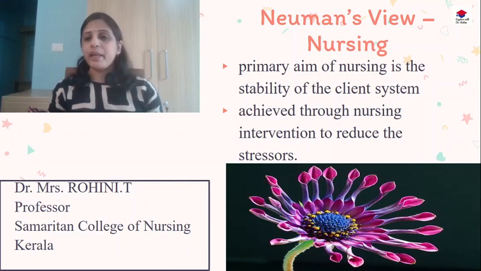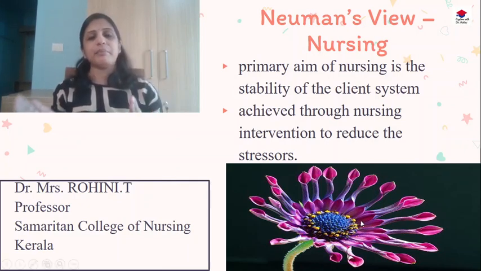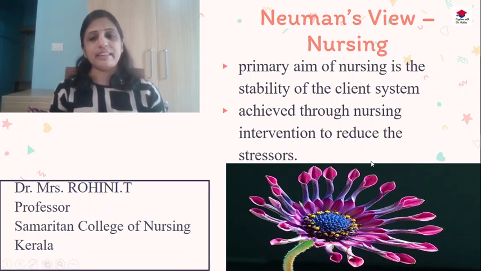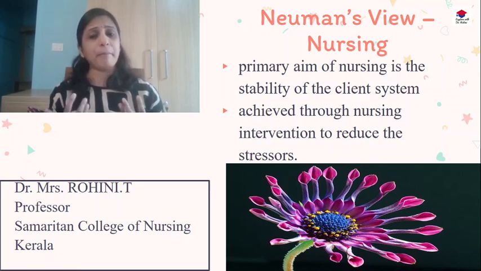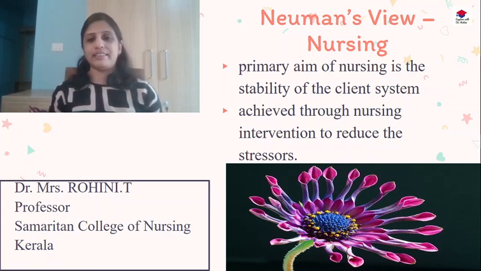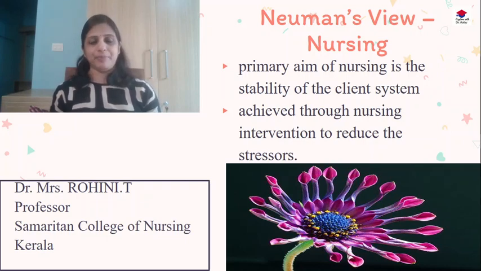The primary aim of nursing is the stability of a client system. That is, the patient should come back to stability. And this stability is achieved through nursing intervention. So how does a patient come back to stability? It is through nursing interventions. Again, in nursing interventions, there are three types: primary, secondary, and tertiary.